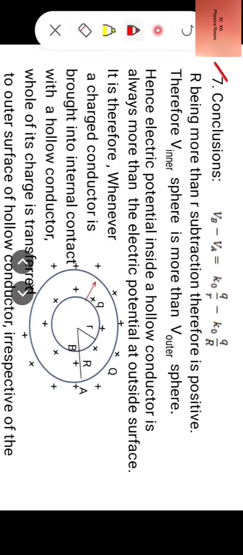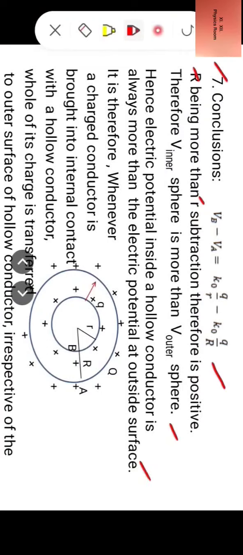Seventh, conclusion. Now consider equation 7. VB minus VA is equal to K naught small q by small r minus K naught small q by capital R. Now capital R being more than small r, the subtraction is positive. Therefore, the electric potential V due to the inner sphere is more than the electric potential V due to the outer sphere. Hence, the electric potential inside a hollow conductor is always more than the electric potential at the outside surface.